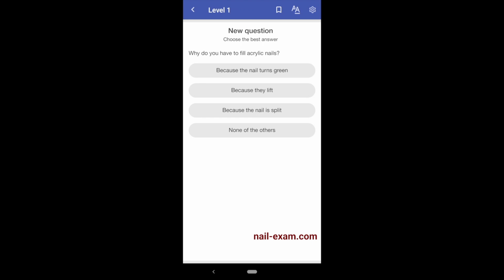Why do you have to fill acrylic nails? Answers: A. Because the nail turns green. B. Because they lift. C. Because the nail is split. D. None of the others. The answer is B.